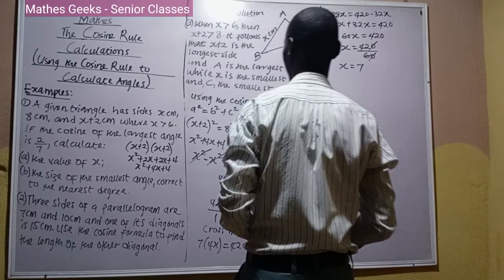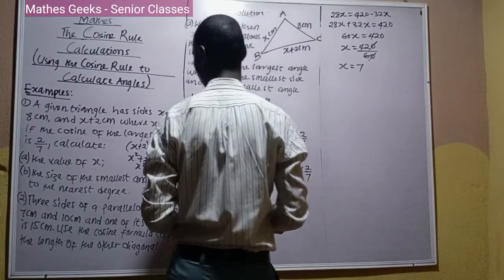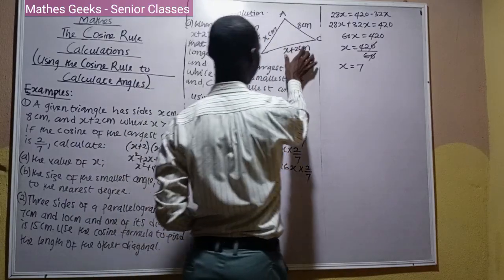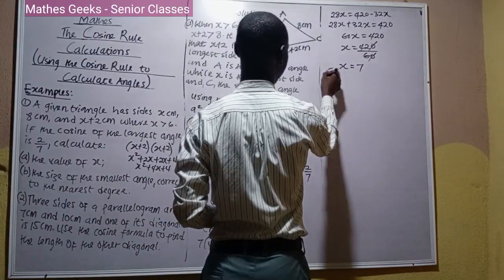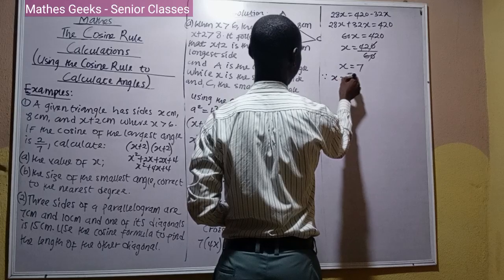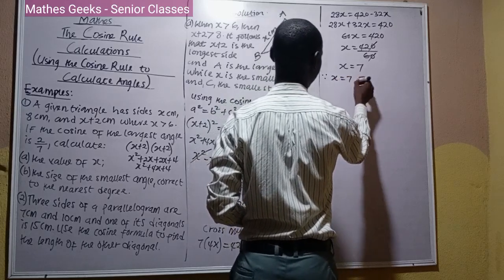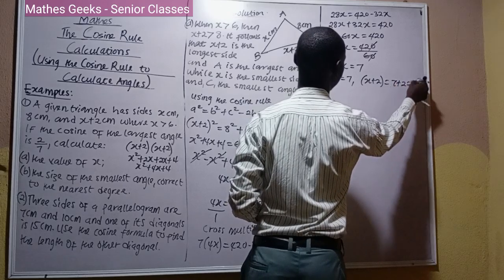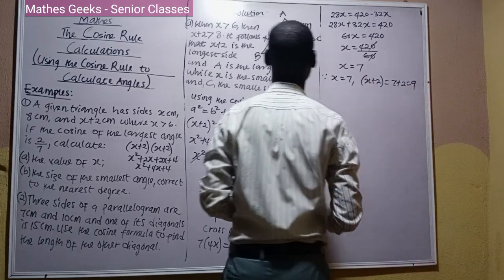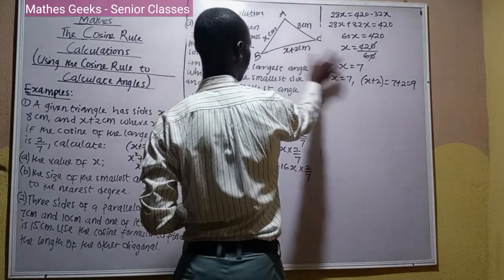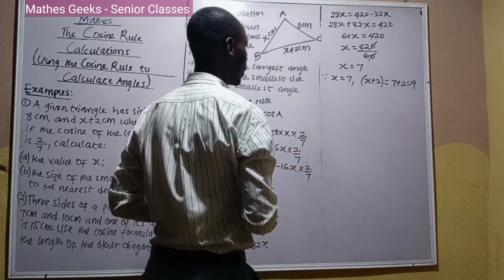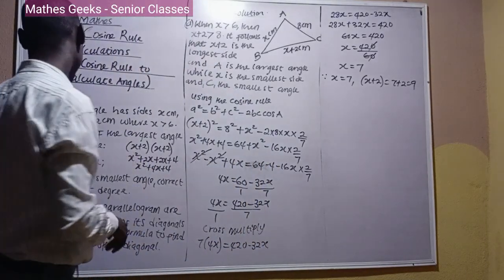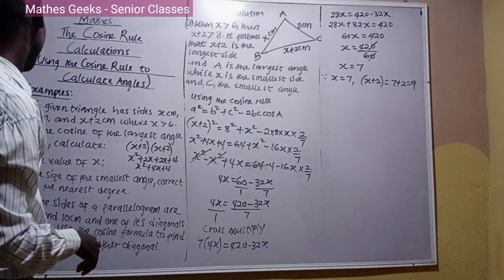Now the question says we should find the value of x. So x is 7, and then the largest side is x plus 2, which is 7 plus 2, equal to 9. So the longest side is 9 cm, and this side is 7 centimeters. So with that, in A we were told to get the value of x.